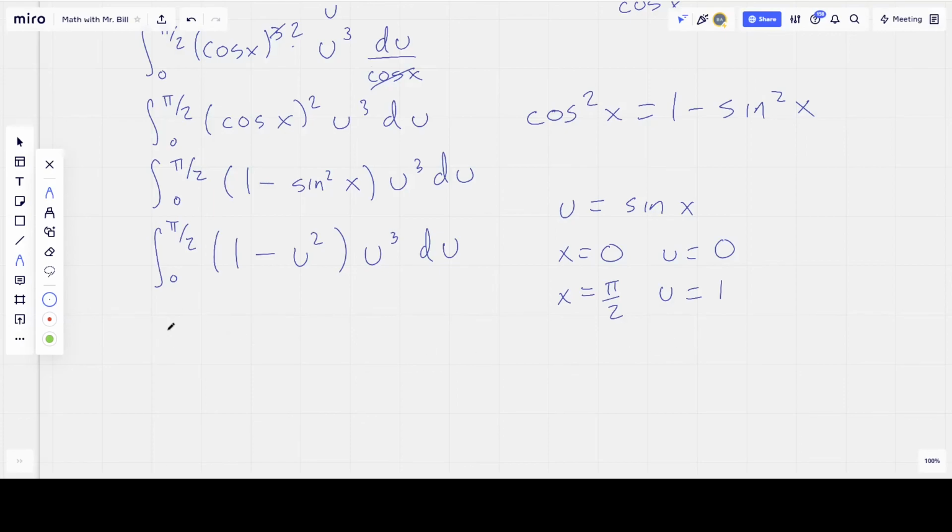So now I can write my integral entirely in terms of u. I go now from 0 to 1 of my integral, which is going to be u cubed, so I'm going to distribute that u cubed, minus u to the 5th du. And that's it. We don't have to evaluate it. We're all done there.